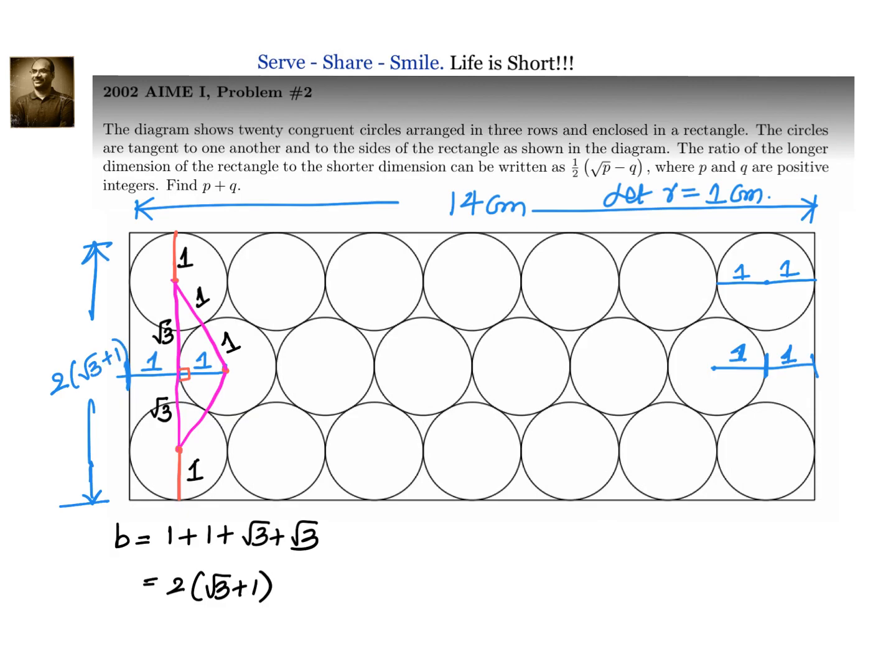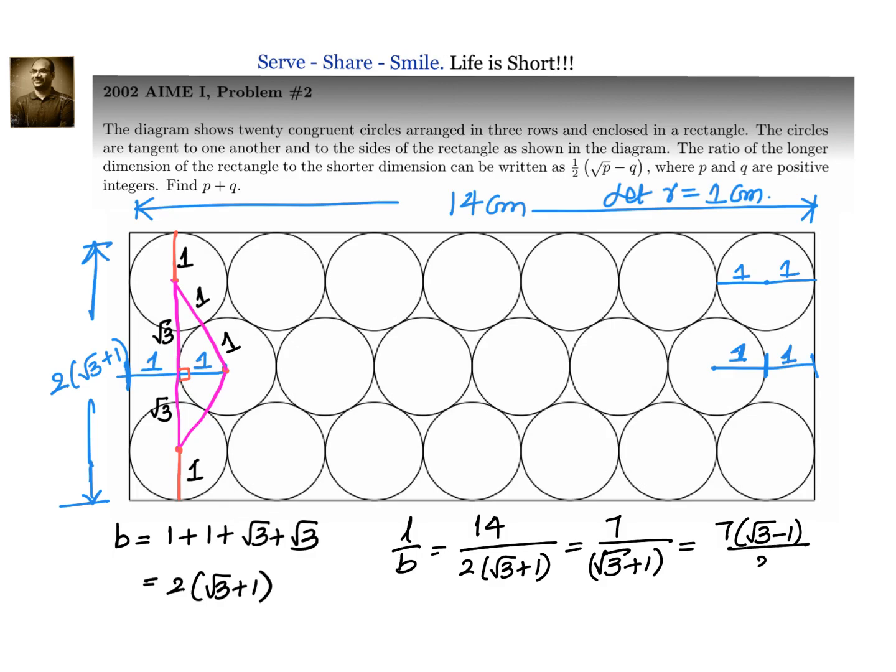Once we got it, now we can go back and see. They said the ratio of the longer dimension to the shorter dimension is given by half of square root of p minus q. Let us check that. What is L by b? L by b is equal to 14 divided by 2 into root 3 plus 1. That equals 7 by root 3 plus 1. But what we have been asked is to give it in the form of half root of p minus q. So let's rationalize this. We'll have 7 into root 3 minus 1 divided by 2.